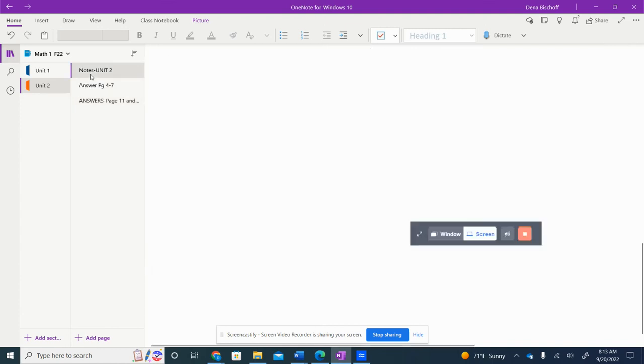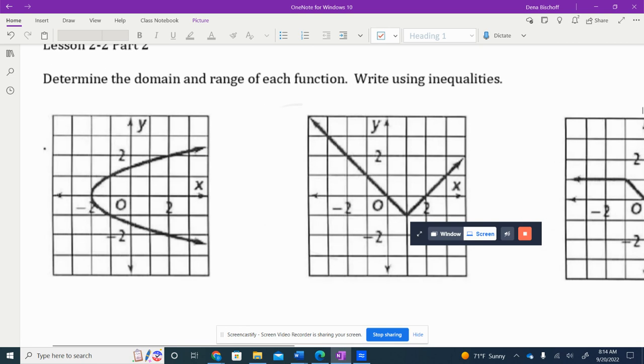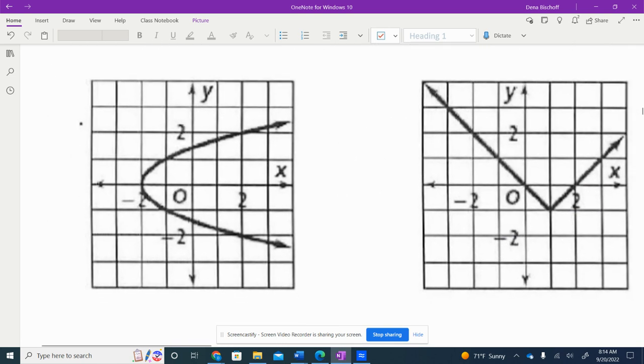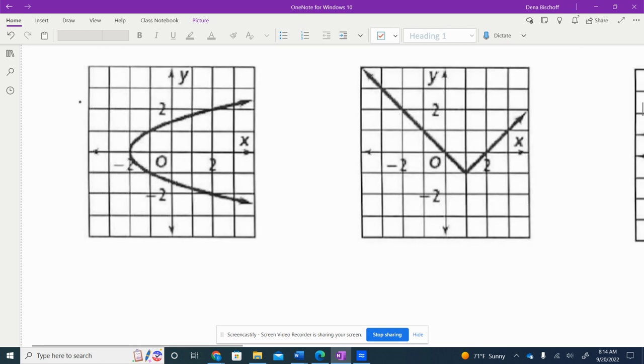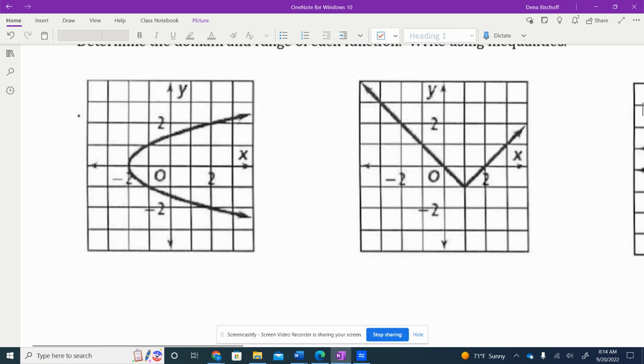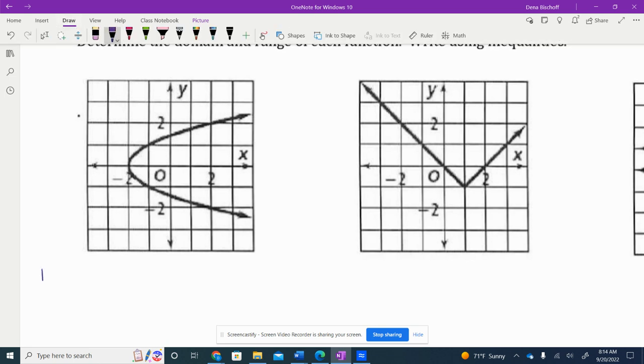Okay, so we should be about right here on our notes. And I'm going to make these really large so we can talk about them. So today we're talking about domain and the range, and we're writing the domain and the range using inequalities if we can. So remember, for the domain, we started off as D: domain is the set of all x's such that.